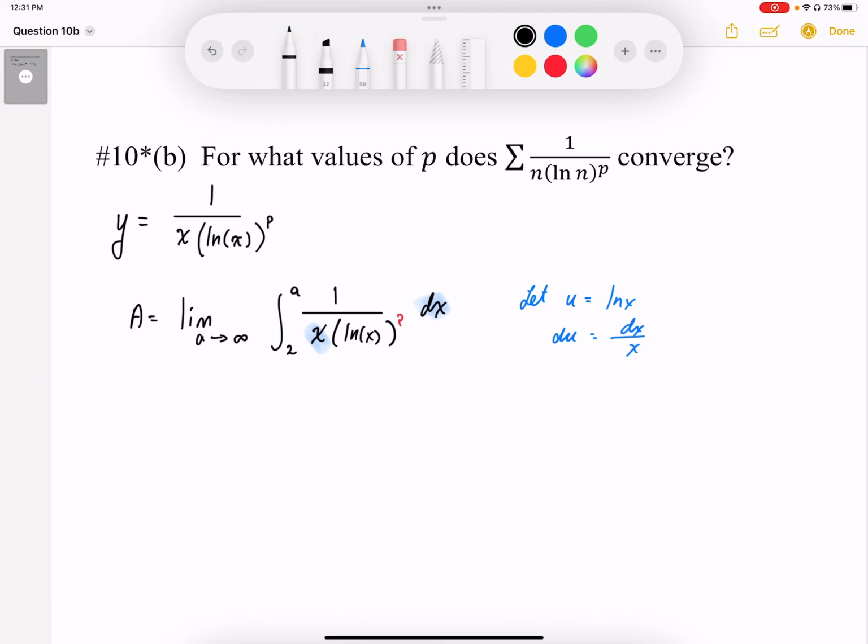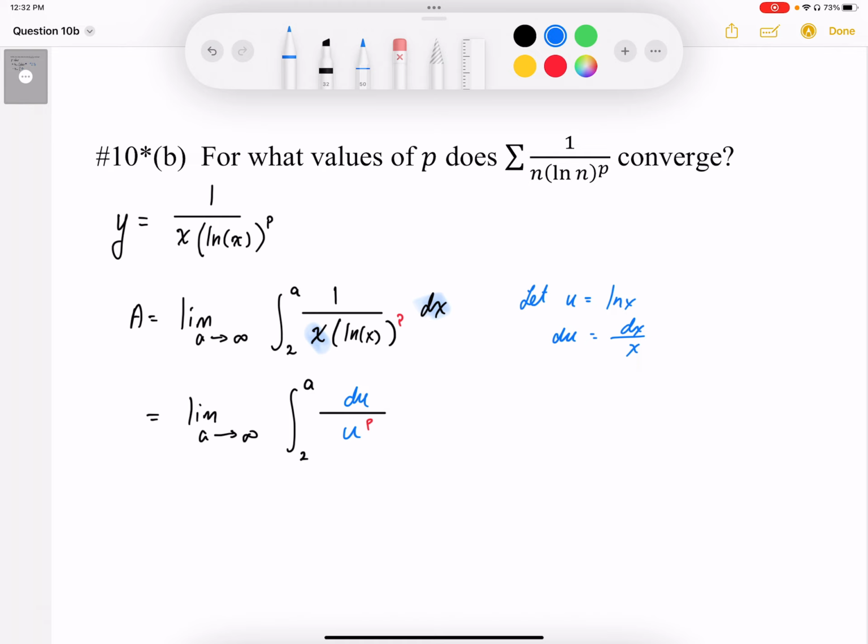Then I'm going to do my substitution here. I'm going to do the limit to infinity from some arbitrary point to infinity. And then I'm going to apply my substitution. I'm going to have 1 over u to the power of p, and then I can replace the 1 over x dx with a du. So this is something I can integrate.